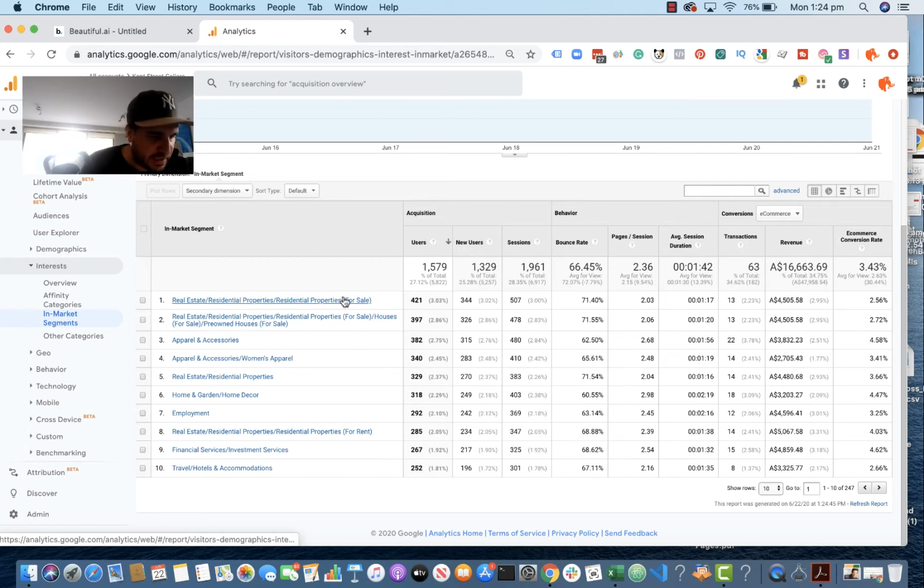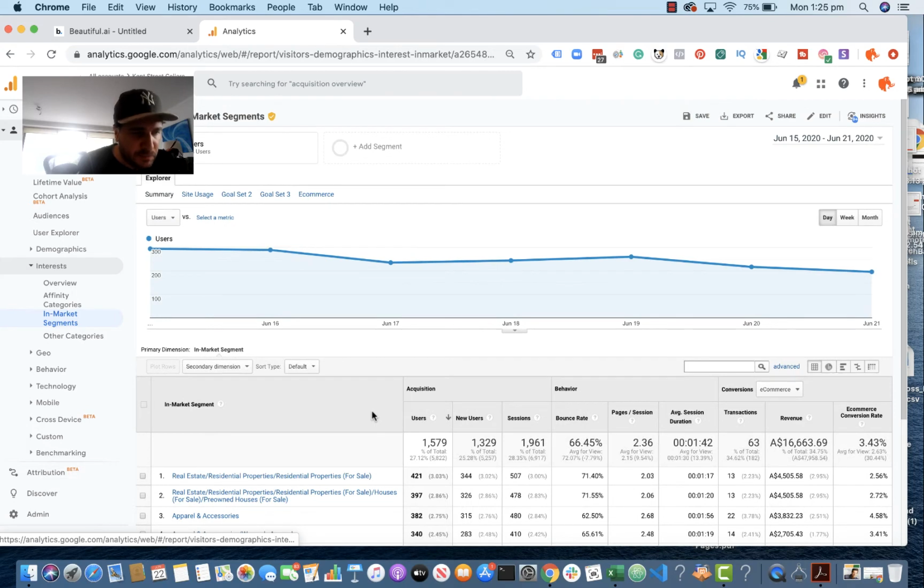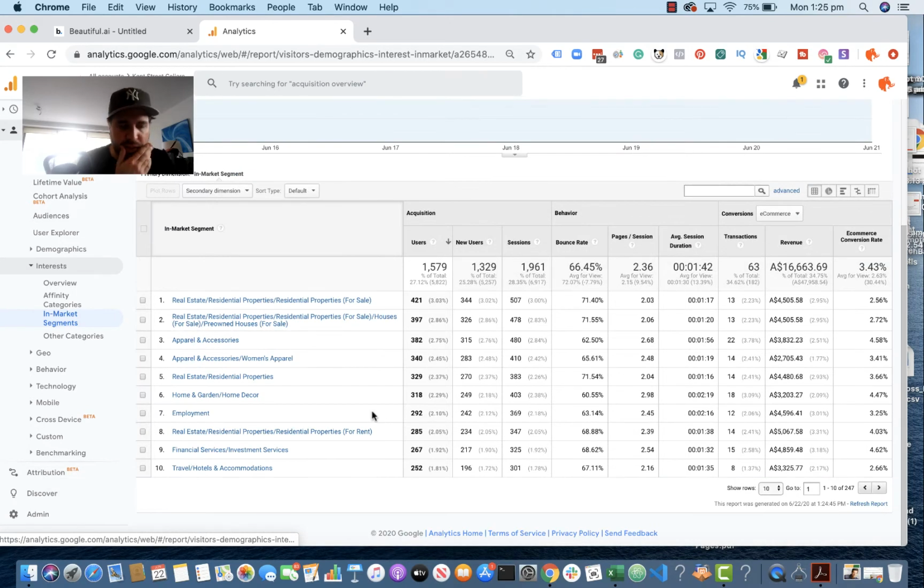And you can see here that for this particular client, there's a lot of people in market around real estate, apparel, real estate and residential property. So a lot of real estate stuff going on here, financial services. What I might even glean from this is there's a lot of people with potentially high paying jobs that are looking at this website. So it could almost mean that they're more premium customers, possibly. So that's one way of having a look and seeing what you can get out of it.